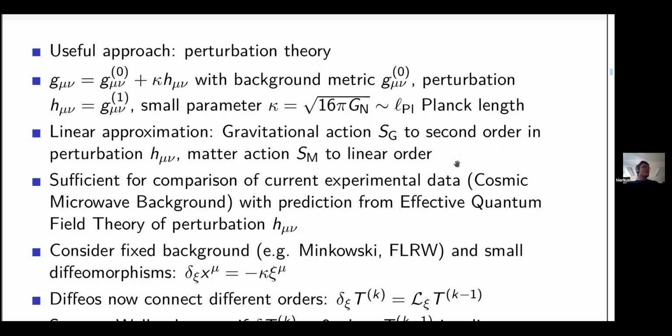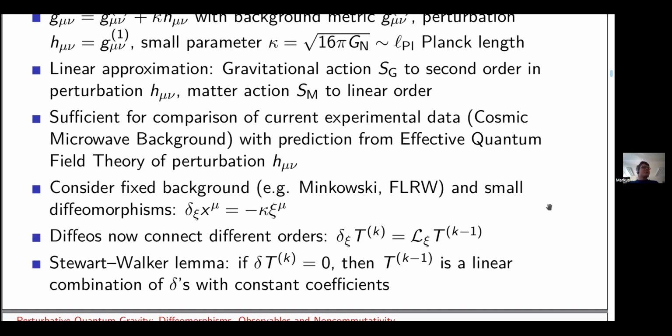And in fact, this linear approximation is sufficient in the quantum theory if you want to compare with experiments. We have experimental data from measurements of the cosmic microwave background, which basically gives us something called a power spectrum. I won't go into much detail on that, but there is a nice connection. And what we get out of this linear approximation is sufficient for a comparison of that data with the prediction of the theory that you get by quantizing this h at linear order. And they agree. So this is all very nice.